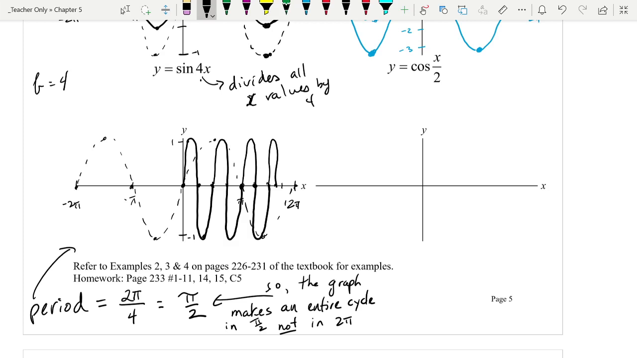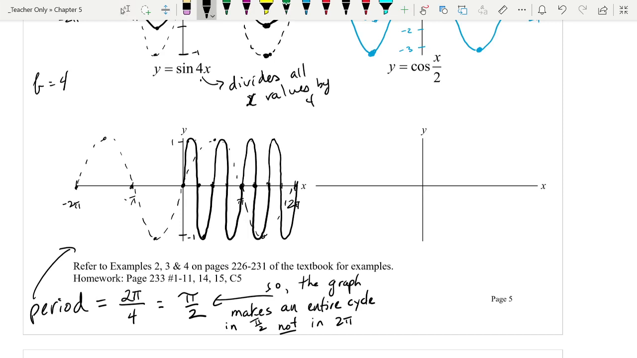Oh, geez, I just missed that. 1, 2, 3, 4. So 1 complete, 2 complete, 3 complete, 4 complete. There we go. Then I got to do the same thing on the other side.